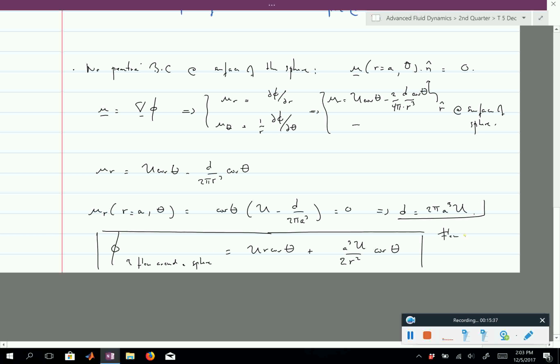Flow around a sphere. Now note that really this is a sphere at rest. The sphere is not moving, and the flow at infinity is equal to u in the x direction. And so this is a wind tunnel type setting. The profile or the object is not moving, and we have a non-zero flow at infinity. Okay, it's the same sort of configuration that we had for the flow around the cylinder.